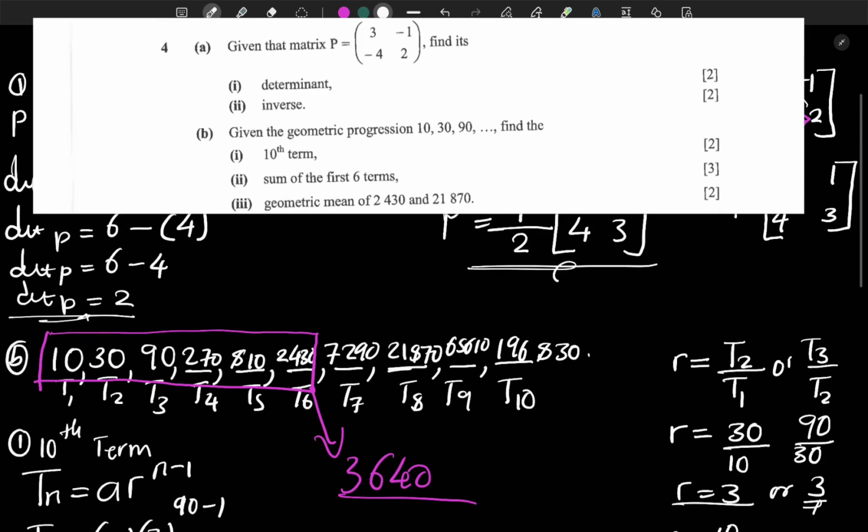And as we can see from here, we have the middle term between this and this, and this is the number that we have found here.